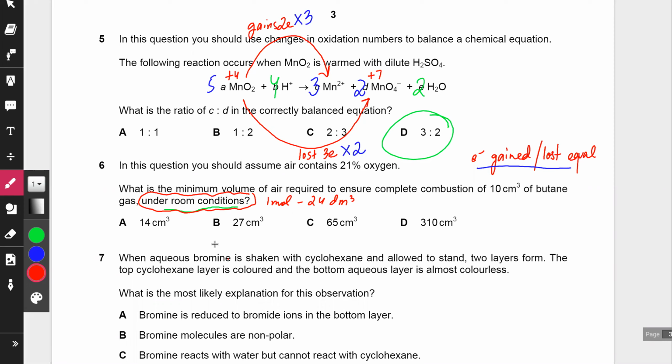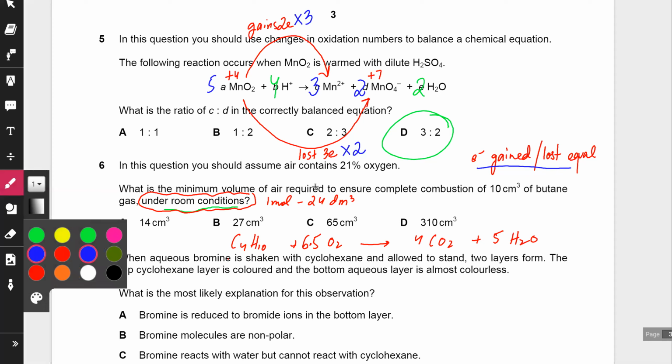Anyway, you have 10 cm cube of butane. What is the minimum volume of air required? So butane is C4H10. We just did that, and it's going to react with oxygen. And it's going to produce CO2 and H2O, and there would be 4 CO2s and 5 H2Os. And 8 oxygens plus 5, 8 plus 5 is 13. So there would be 6.5. Correct me if I'm wrong. 6.5 O2s.